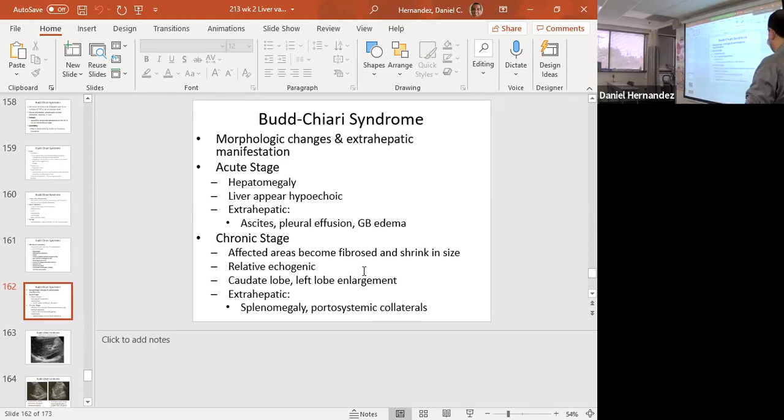We'll wind up with caudate lobe and left lobe enlargement. Remember that the caudate lobe has its own blood supply, so it's typically not affected, so it's going to appear much larger in comparison to the right lobe. Extrahepatic signs, again, we now can potentially wind up with splenomegaly and portosystemic collaterals.